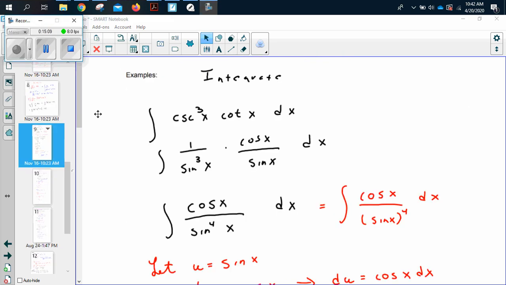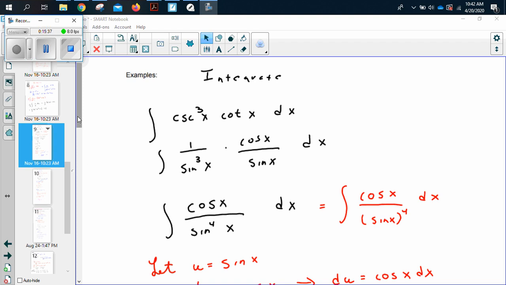Okay, another example, and this is one where I need to play around with it a little bit, and I think there's more than one way to do this one, but one way to do it, let's just write out what we have. Cosecant x is 1 over sine x, so this is 1 over sine cubed x, and cotangent x is cosine x over sine x. So I have a cosine x over sine to the 4th x.